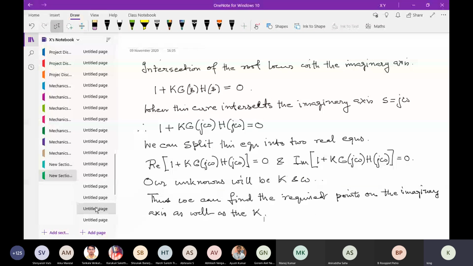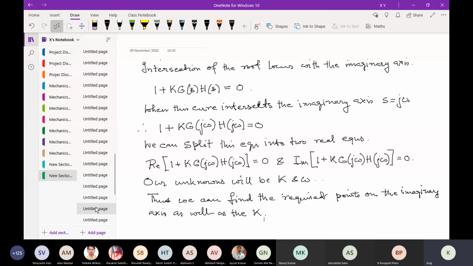Okay, so let me just recap. The intersection of the root locus with the imaginary axis is the final rule, and what we do to find that is simply put 1 plus k G(s)H(s) equal to 0. What follows from this equation is that s equal to j omega will be the point where such a thing occurs. So we simply put s equal to j omega in this equation.